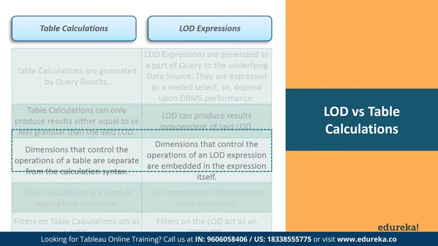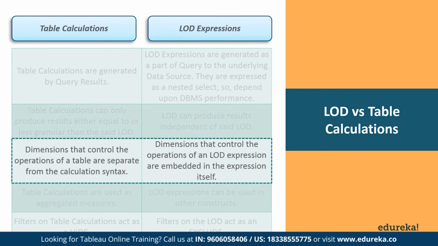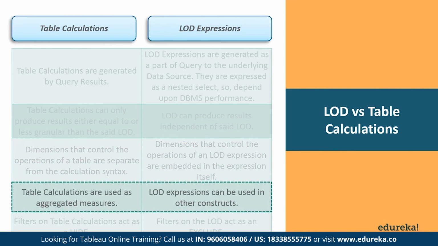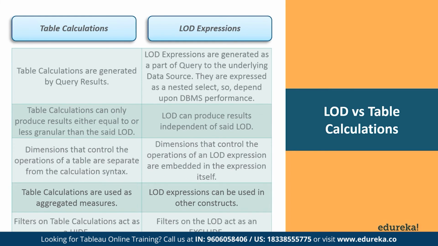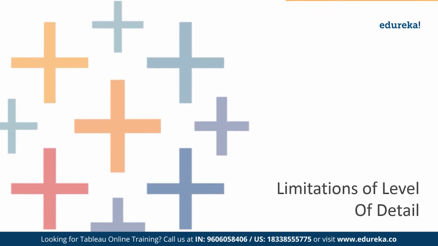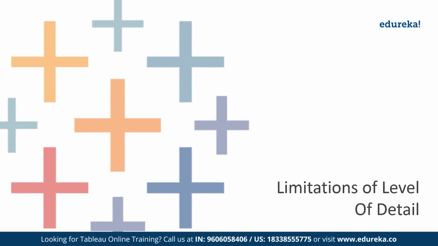Dimensions that control the operations of a table are separate from calculation syntax in table calculations, whereas in LOD expressions, dimensions that control the operations of an LOD expression are embedded in the expression itself. Another big difference is that table calculations can be used as aggregated measures, and LOD expressions can be used for various other constructs. The filters on the table calculation act as a hide, whereas filters on the LOD act as an exclude.